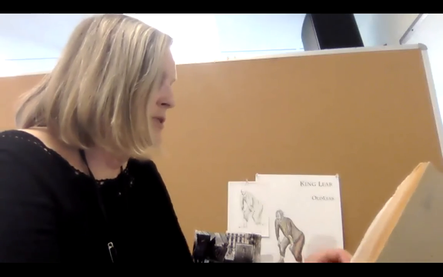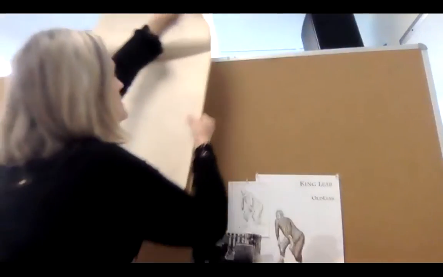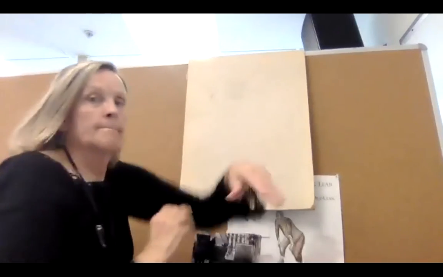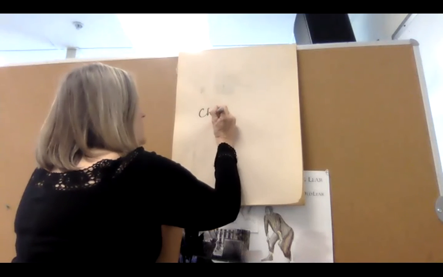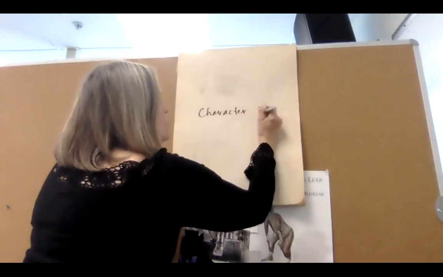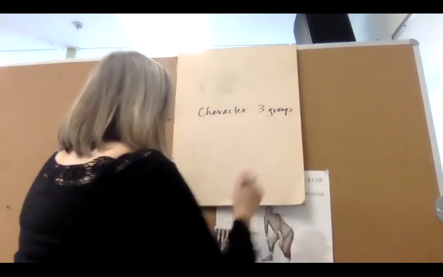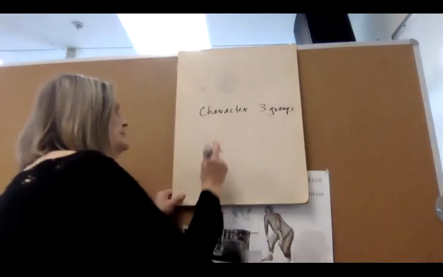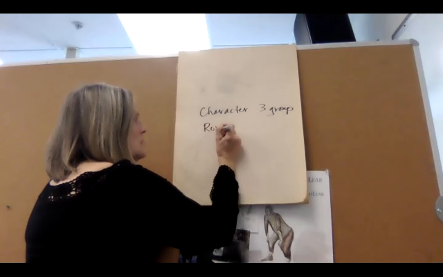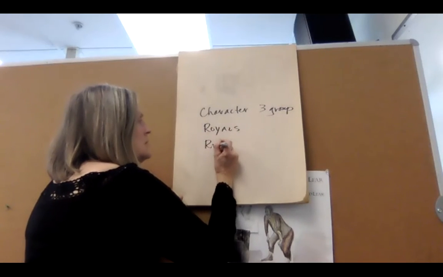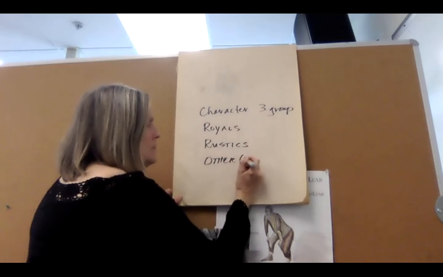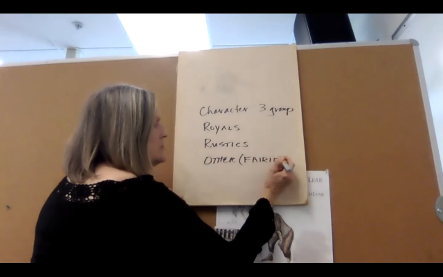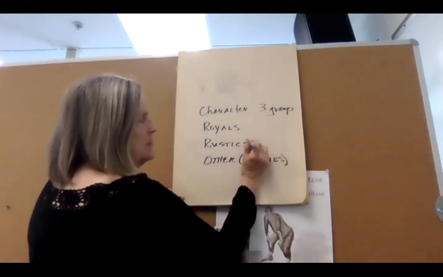And so here's the thing about Shakespeare that's good: generally, all the plays can be divided into three. The characters are basically three groups. So there's the royals, the rustics, and the other. And in this play, it's the fairies. These guys are sometimes called the mechanicals.